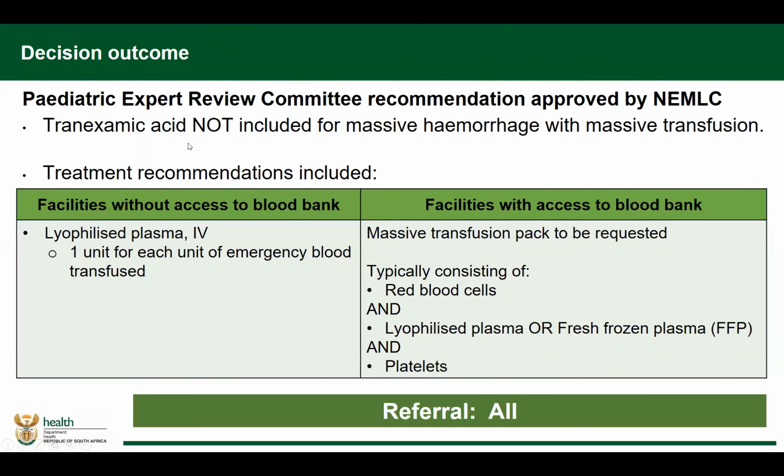Thus, in the pediatric expert review and updated EML, tranexamic acid was not included for massive hemorrhage with massive transfusion. Instead, the treatment recommendations were included below. For facilities without access to a blood bank, lyophilized plasma is advocated. Where there is access to a blood bank, a massive transfusion pack is to be requested, and this typically consists of red blood cells, lyophilized plasma and platelets. However, all of these patients will need to be referred. And this is the new section in the STGs.